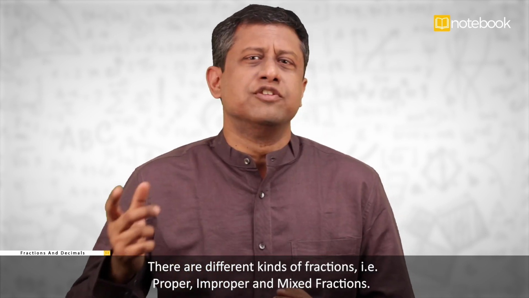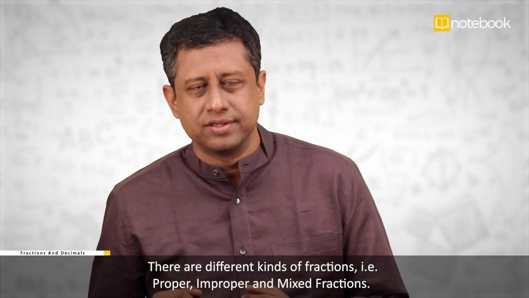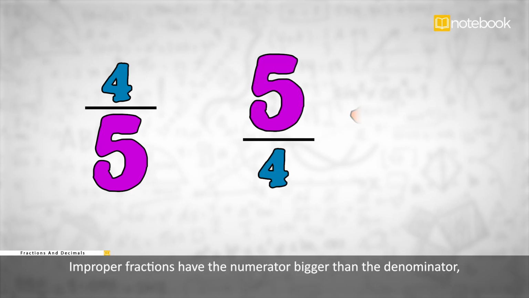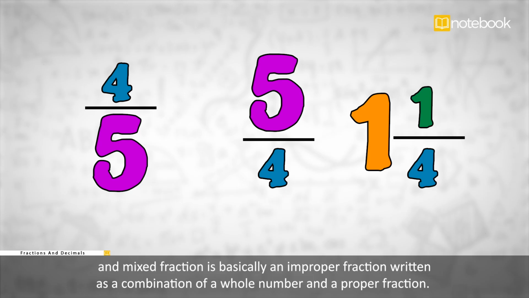There are different kinds of fractions, that is proper, improper, and mixed fractions. Proper fractions have the numerator smaller than the denominator. Improper fractions have the numerator bigger than the denominator. And mixed fraction is basically an improper fraction written as a combination of a whole number and a proper fraction.